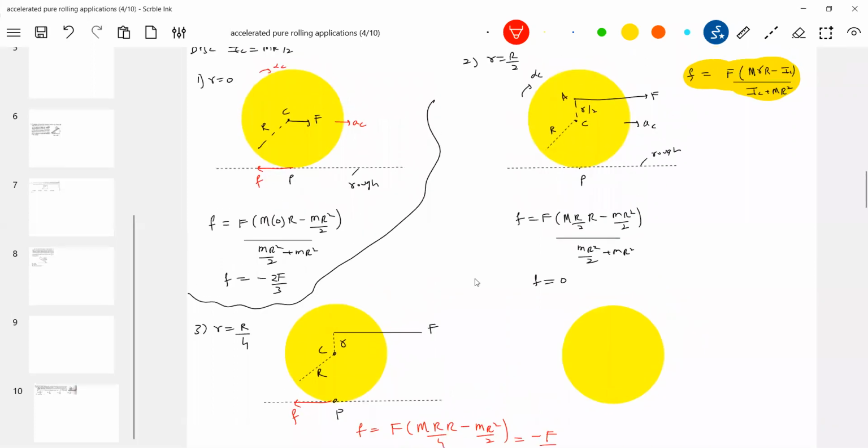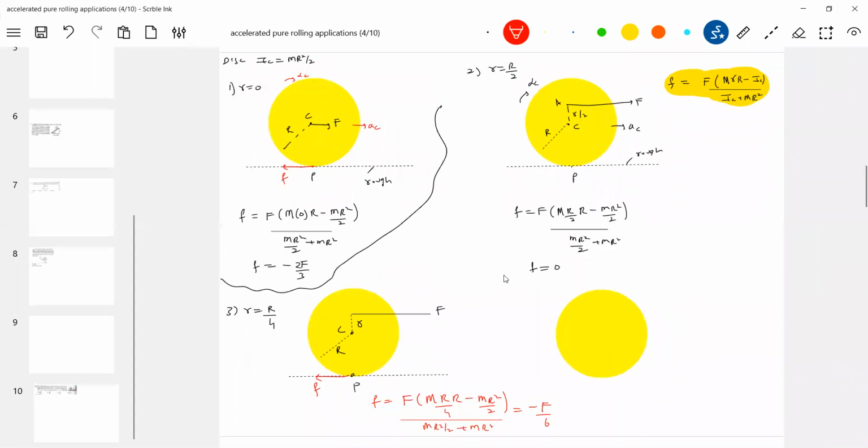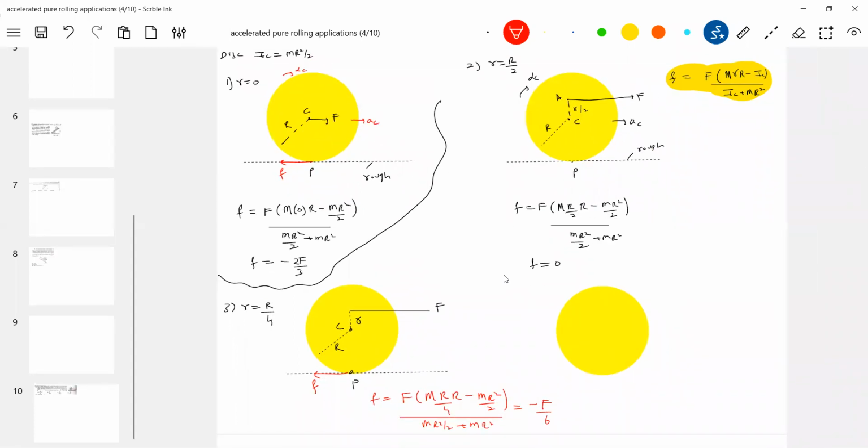Frictional force also depends on what? Like rolling friction depends upon the point of application of force. That's what I mean to say here. F by 6, F by 3, why different answers? 1 by 4 minus 1 by 2, 1 by 2 plus 1, here 3 by 2 will come. Do calculations, please tell clearly. Okay, so F by 6 will come. So how the friction will be backward here.